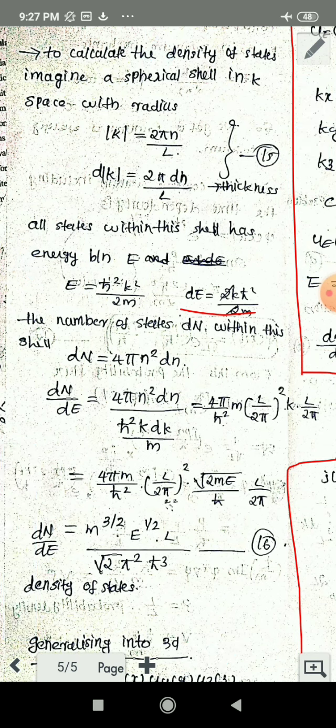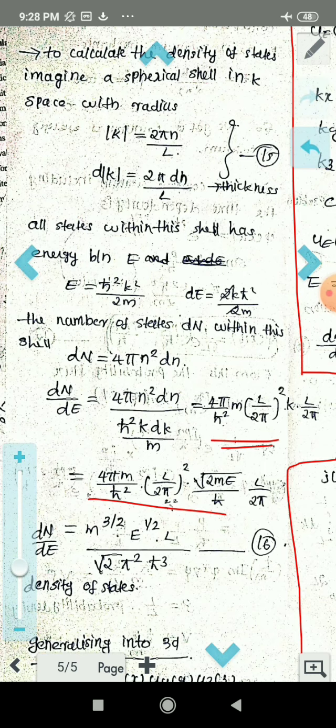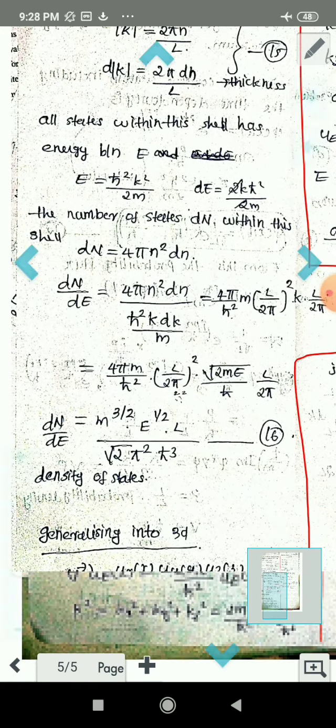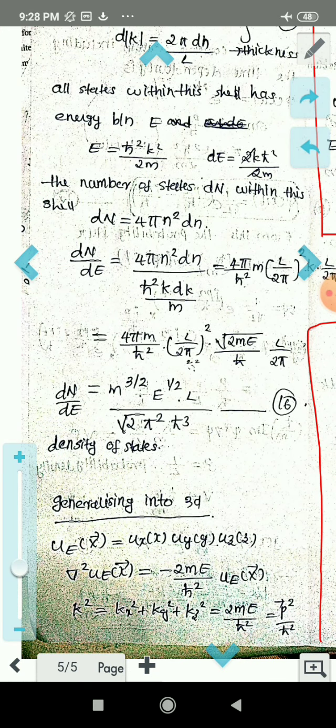Substitute the value of dE, which we got as 4π ħ² m L² (L by 2π)² into k by k into L by 2π. Now substitute the value for k: k is equal to root 2mE divided by ħ. Cancelling repeating terms, we get dN by dE is equal to m^(3/2) E^(1/2) L divided by root 2 π² ħ³. This is equation 16, the density of states.